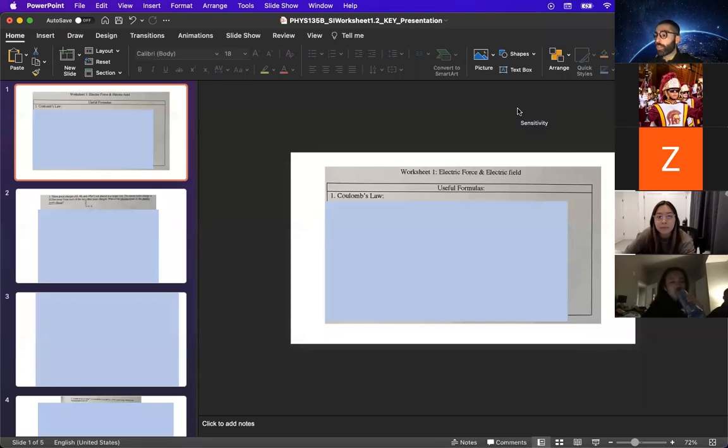So this is worksheet 1, electric force and electric field, pretty general stuff, just going over what we've already learned, especially in the first week. So let's just dive in with going over the useful formulas, starting with Coulomb's law.